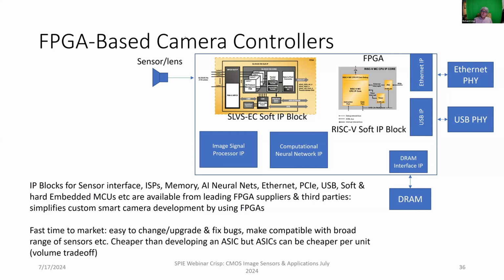You may have a processor on board, like a RISC-V processor, to do signal processing for you. You might want to have a neural network. You might want to have an interface to DRAM for a frame buffer. You might have a network interface like Ethernet or USB, and so on. So typically all that stuff is purchasable as IP blocks, and then you essentially design using FPGA design methodology.